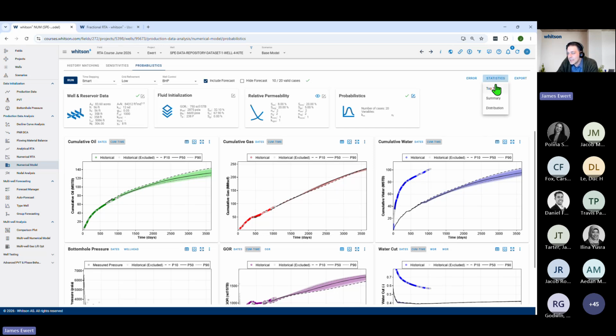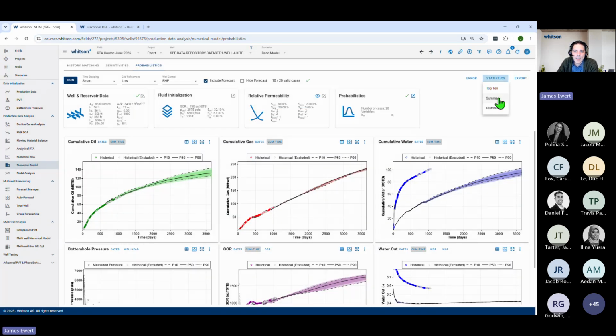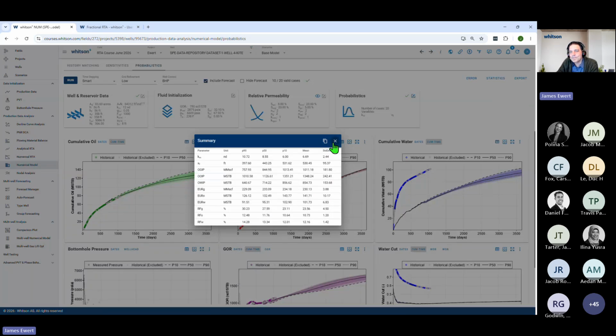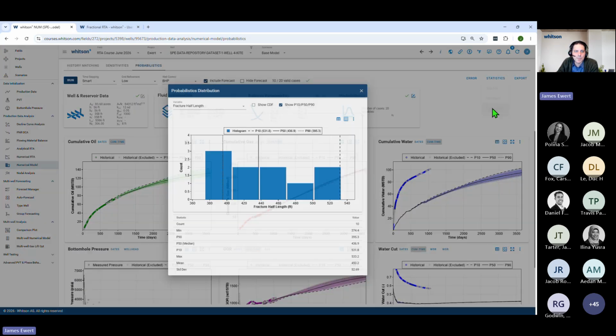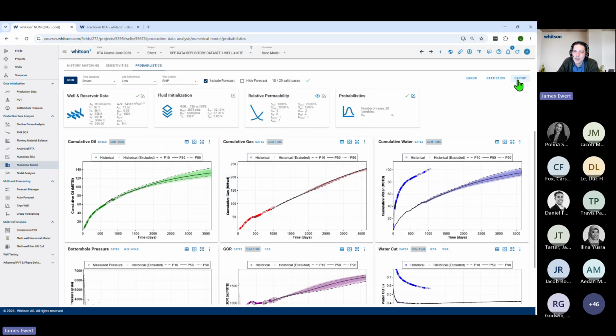So we have different statistics here. I love the top 10. It'll give me a readout of all of my parameters. I can look at a quick summary of everything. And I can also look at the distributions. And so I can view it as a cumulative distribution function, P10, P50, P90. I can look at all of the different values that I have. It's fantastic. Or if you want to get more into it, you can export it out to Excel using the case summary, and you can plot the different parameters against each other.